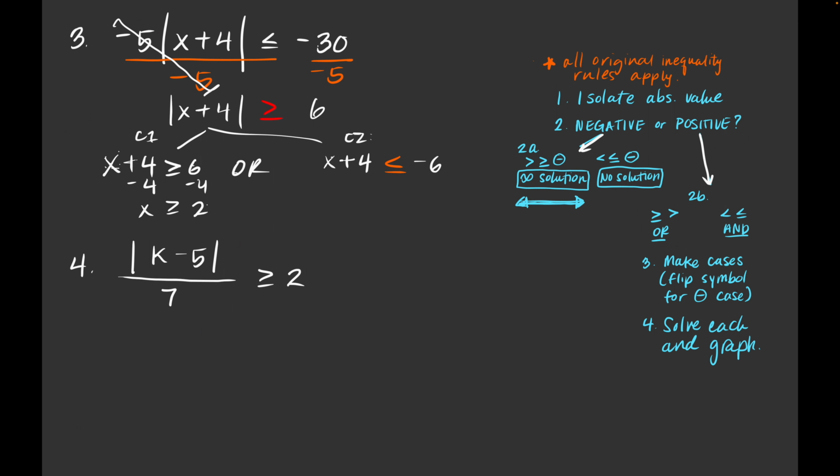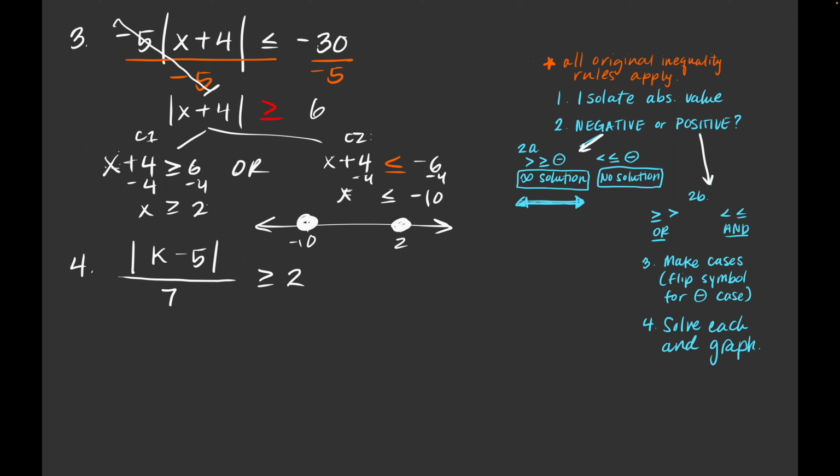For case 2, I have x, I'm going to subtract 4 on both sides. I have x is less than or equal to negative 10. So if I made my graph, I put my negative 10 because that comes first, and then 2 on the right. They are both a closed circle. And it's an OR question, which means they're probably going to go in separate directions.